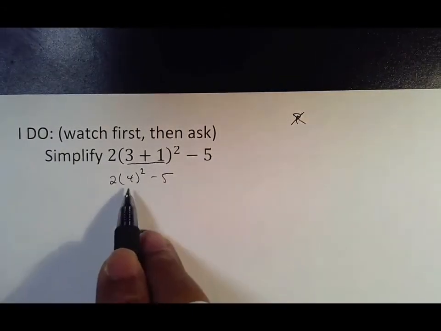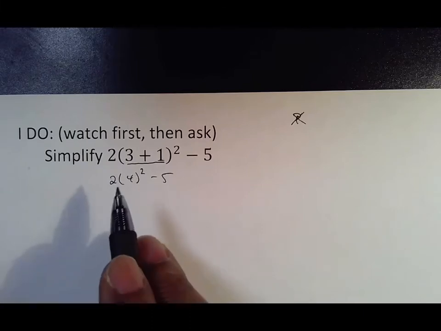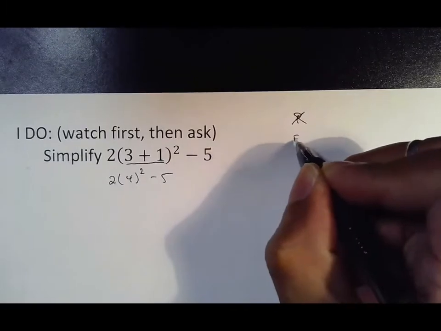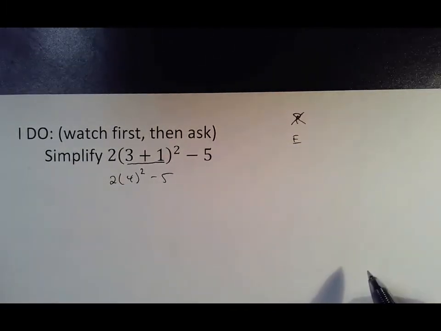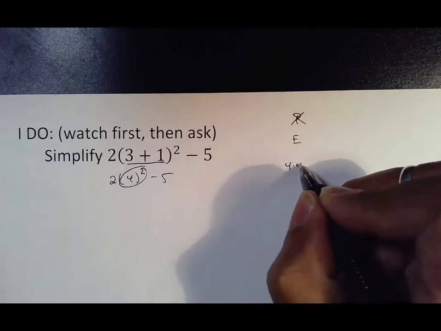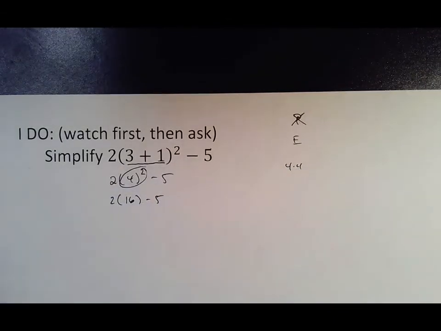From there, our parentheses are gone. So there's no more work to do inside of parentheses, though we are using parentheses for multiplication. That is all. And so what we do now is we work it out like we did before. We look for any exponents, because remember, we can't start anything with exponents still in it. That would be this part. 4 squared means 4 times 4, which means this turns into 2 times 16 minus 5.